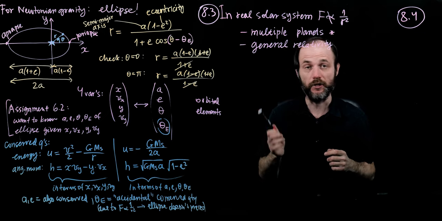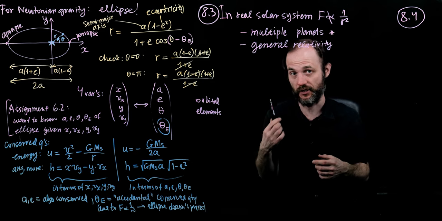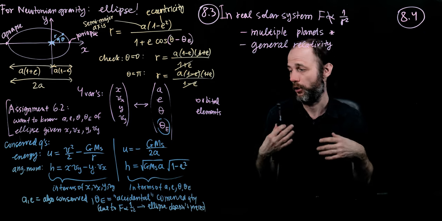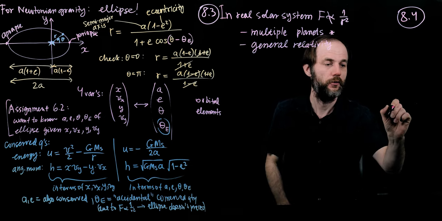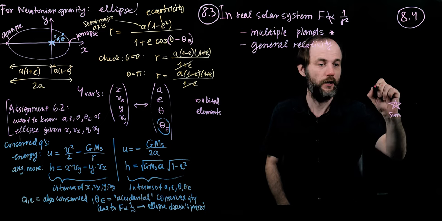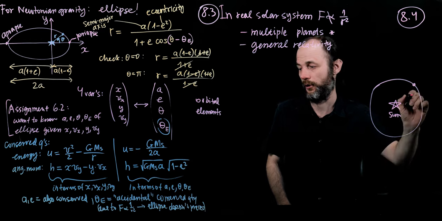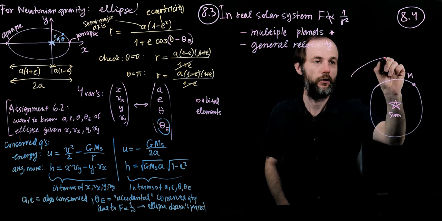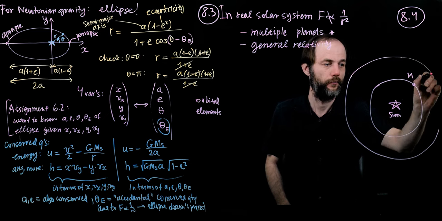So let's try and figure out how to numerically account for the fact that there are multiple planets present in the system and their effect on our poor orbit of Mercury. So suppose that we have our sun and that we have Mercury on an orbit, and we will also have Jupiter on an orbit.